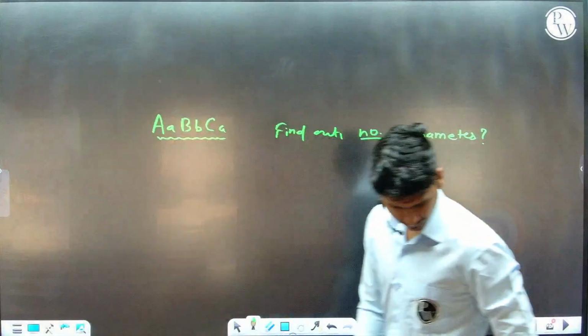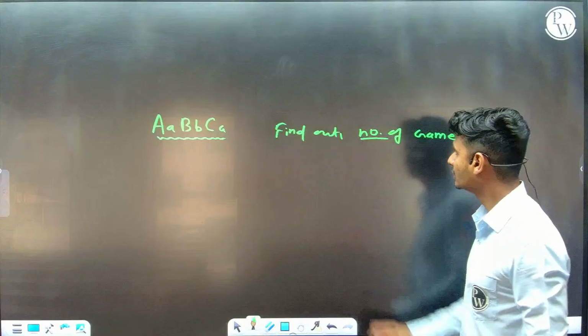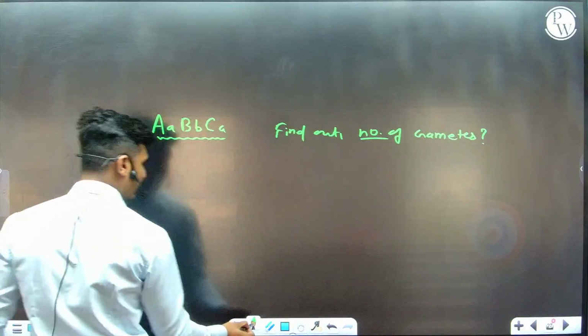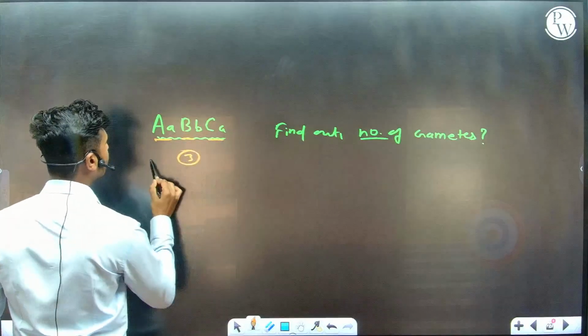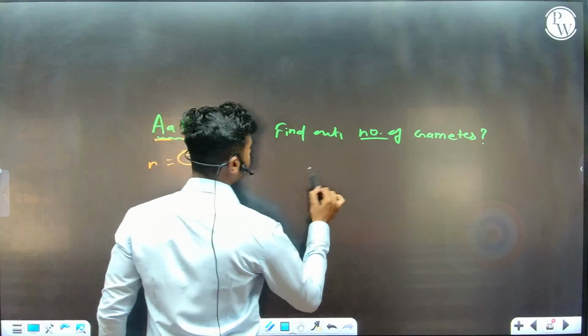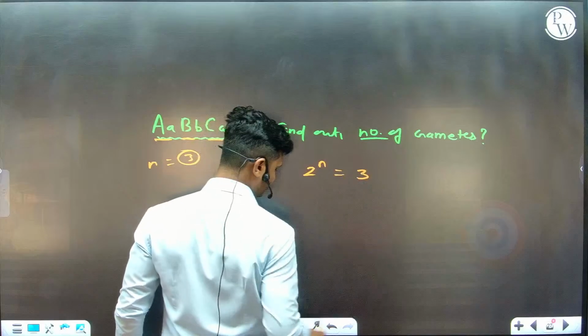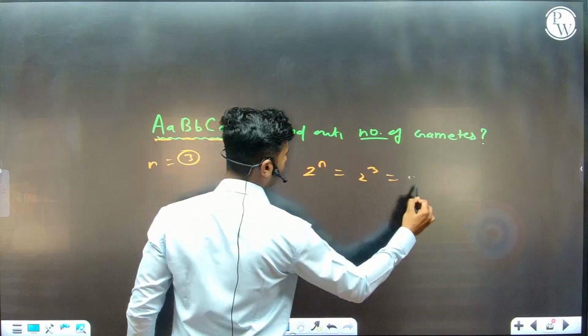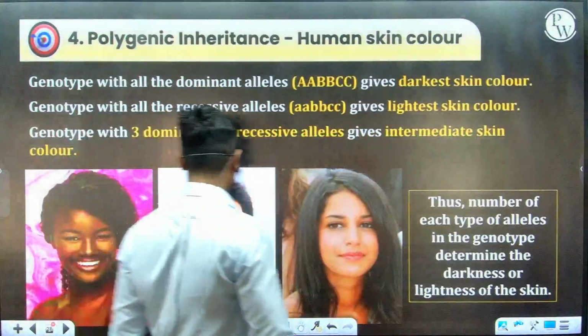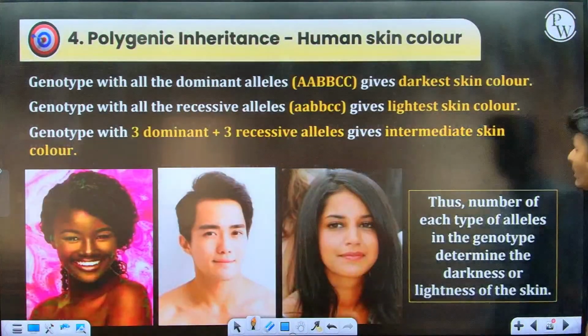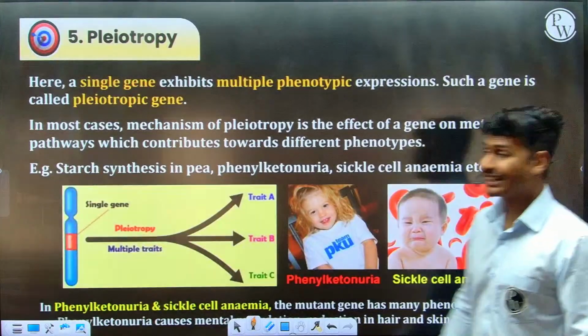Look, understood? How many heterozygous pairs? 1, 2, 3. 3 heterozygous pairs, n is equal to 3. The answer is 2 to the power n. 2 to the power 3 is equal to 8. How many gametes? 8 gametes. Let's move. This is all about polygenic inheritance.